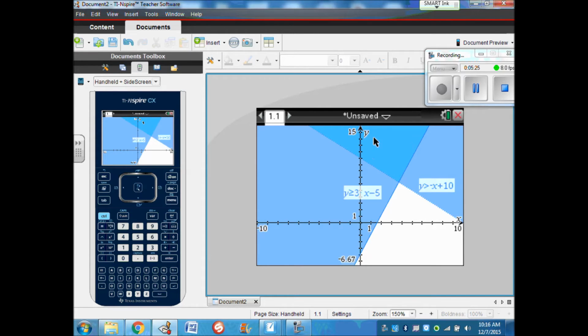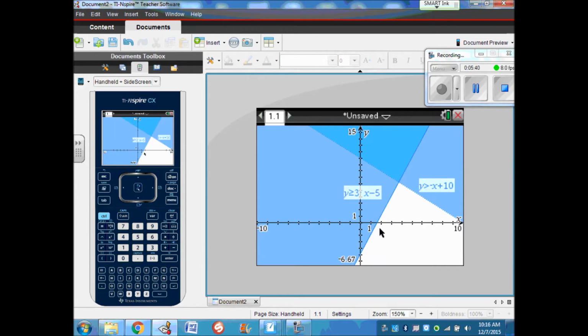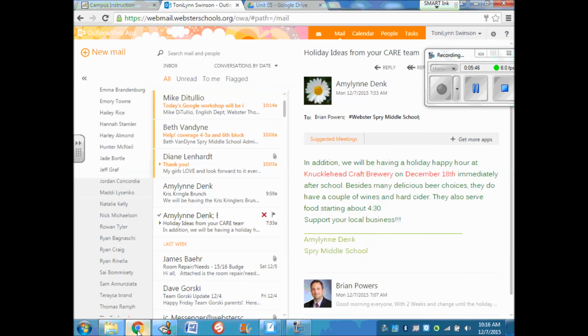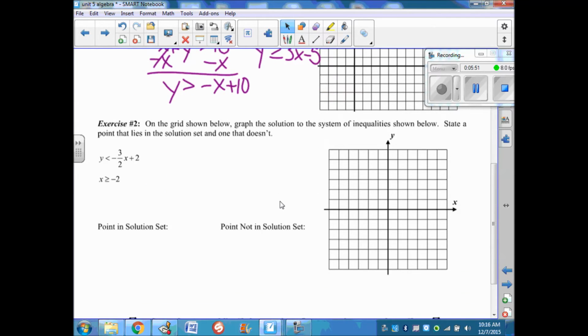Now, the solution to this system is where this darker shading occurs, where both of them are true. So if we look back, does that original point that came out to be true, (3, 8), lie in that dark shaded region? So 3, and then if we go up 8, it certainly is. All right, so let's look at number 2.